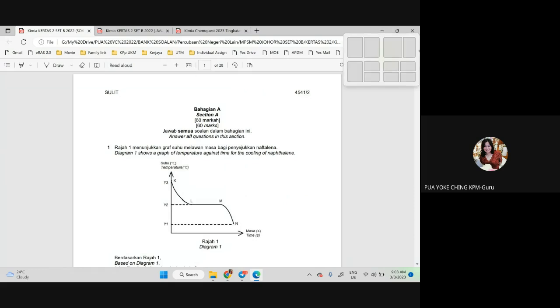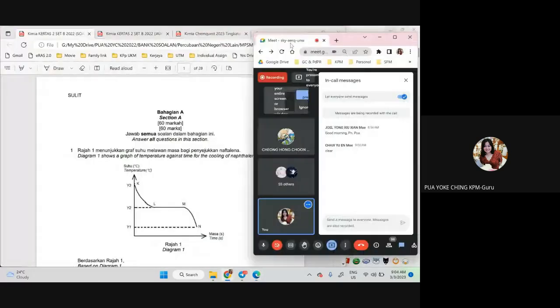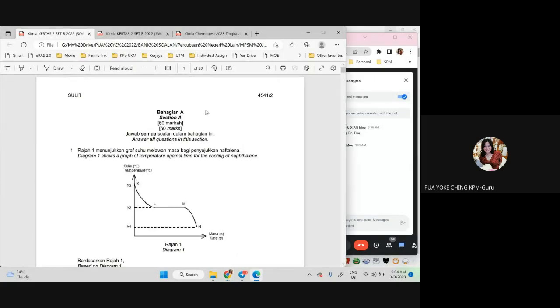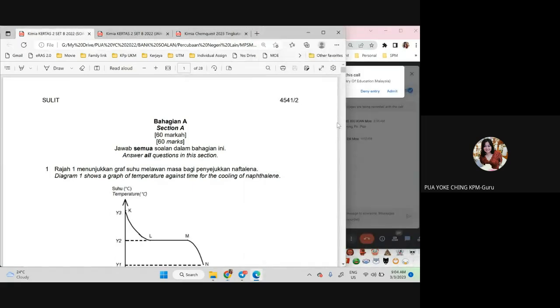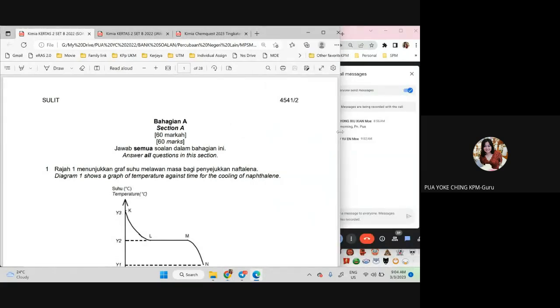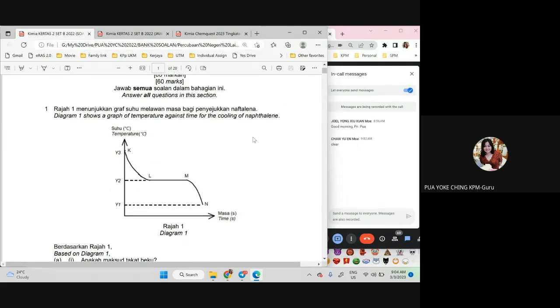Okay, this is MPSM Set 2. For the first question, we have Chapter 2, Form 4. So this is Bab 2, Form 4.